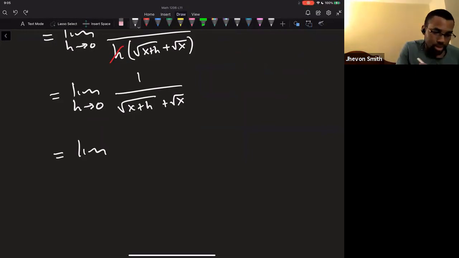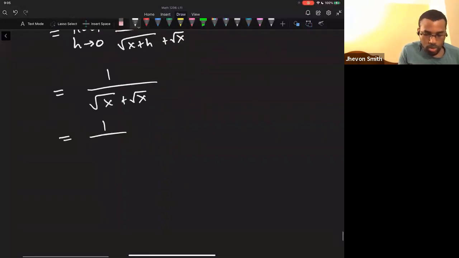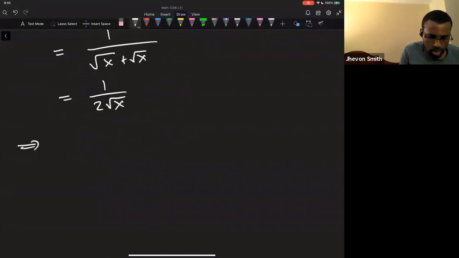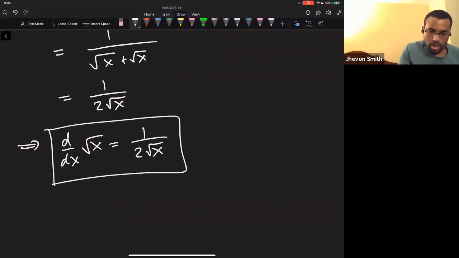Said x and started writing x. No, here I'm plugging in h. So this is just going to be 1 over radical x plus radical x, or in other words, 1 over 2 radical x. So this tells you that the slope of the square root of x is 1 over 2 square root of x. And that's something we know now. We know that by heart.